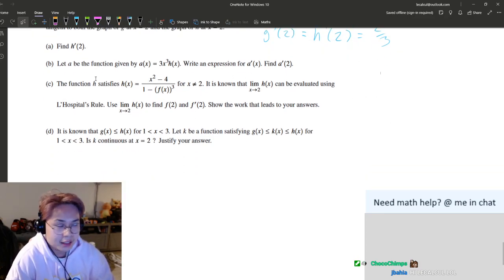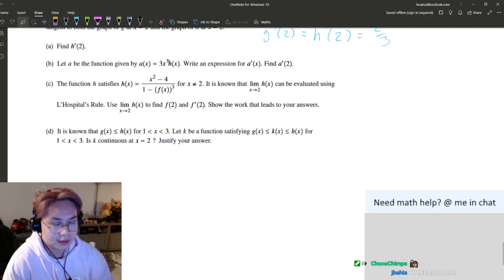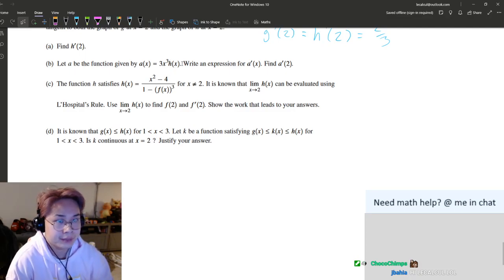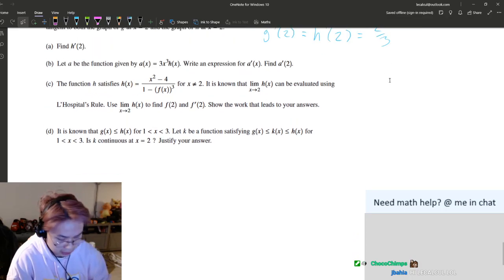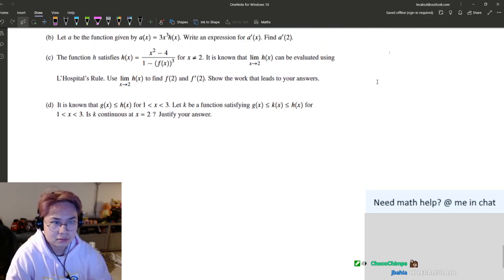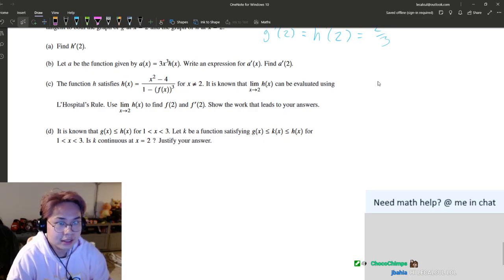And then we now have, let's see, a is going to be another function where we take 3x cubed, multiply it by h, and then we need to find out an expression for a prime, and then also evaluate a prime at 2. Okay. So let me just write that here.